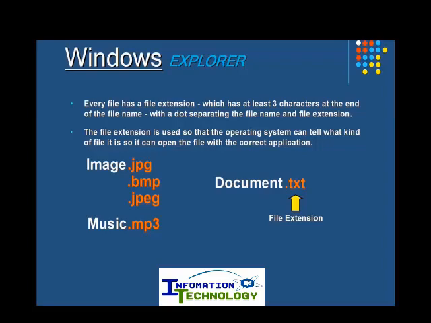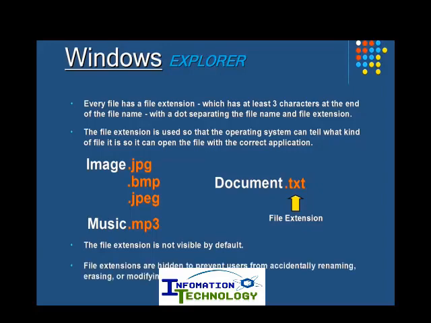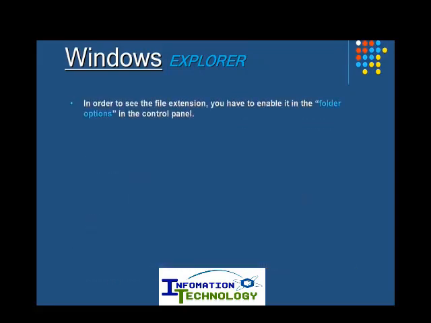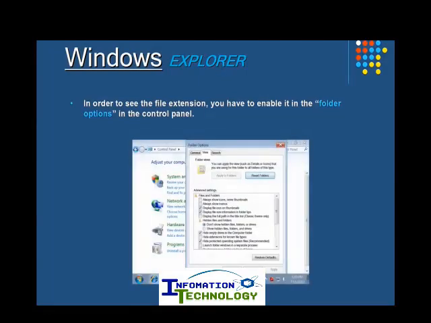The file extension is not visible by default. It's hidden. And the reason why it's hidden is to prevent users from accidentally renaming, erasing, or modifying the file extension, which would result in rendering the file useless because the operating system would no longer be able to tell what kind of file it is. In order to see the file extension, you have to enable it in the folder options in the control panel. And once you select it and press OK, the file extension is now visible.